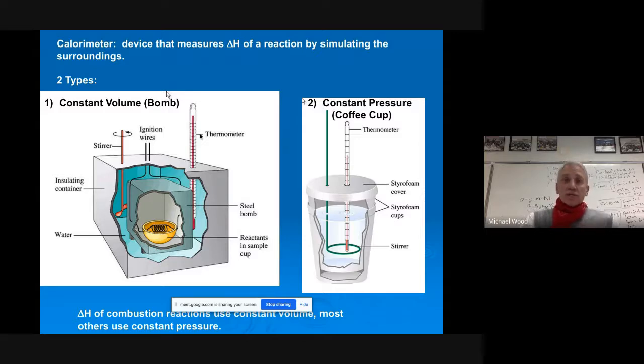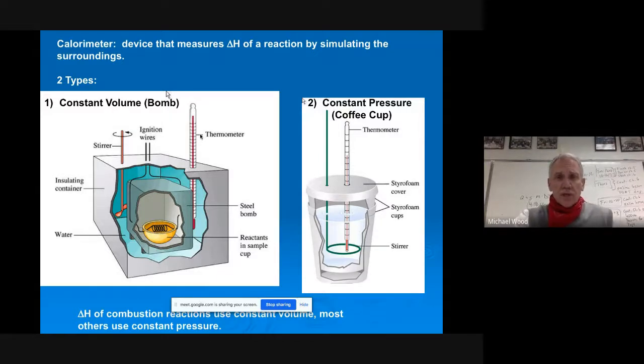So again, now you can see what we did in first year chem, and we're extending it. But delta H of combustion reactions use constant volume. Most others use constant pressure. But again, it doesn't matter the kind of calorimeter. We're going to do the same kind of problem. You can skip around in the notes here a little bit.